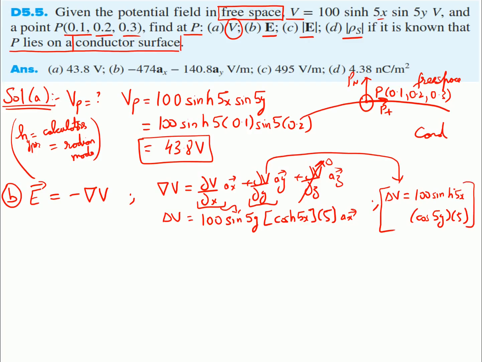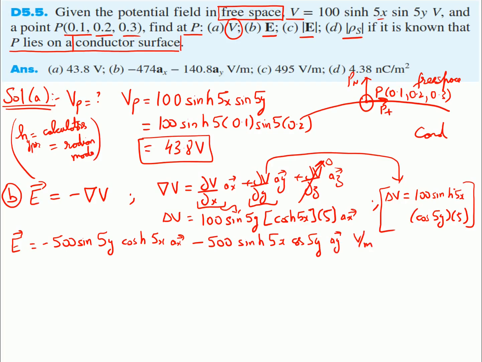Once you have this, we can write the electric field intensity. You have all the values, so this 5 is going to be multiplied, and you will have negative 500 sin 5y cosh 5x along A of x, minus 500 sinh 5x cos 5y along A of y volts per meter.